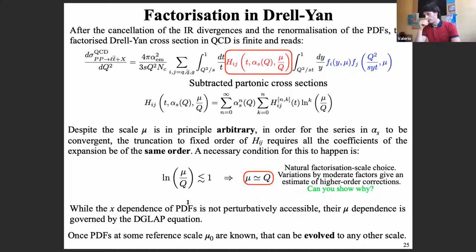Something that you also saw yesterday is that PDFs, of course, depend on the partonic longitudinal momentum fraction x. And this dependence is not perturbatively computable. So what people do is fit this behavior to data. They take data and try to see how PDFs behave in x. What is computable, thanks to the DGLAP evolution equation that we have introduced before, is the mu dependence of PDFs. So if you have the PDFs at some scale mu zero, say, and you want to know the PDFs at another scale mu, all you have to do is solve the DGLAP evolution equation. This tells you exactly how the PDFs look at higher scales. This is typically called evolution.